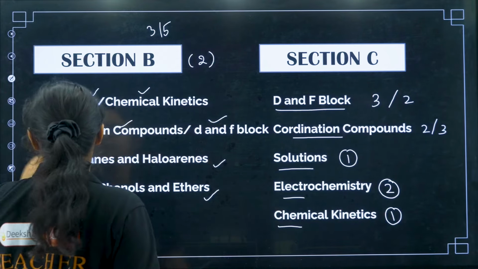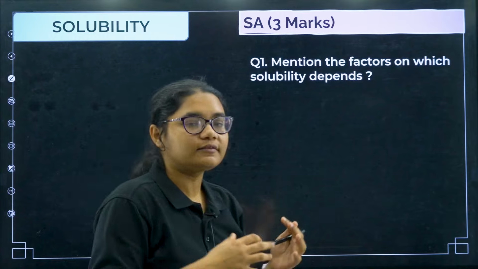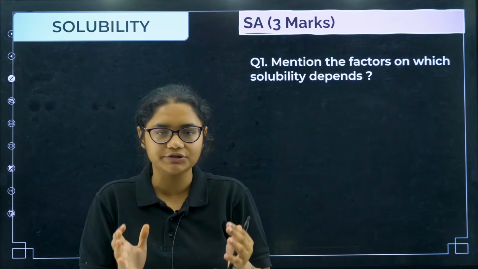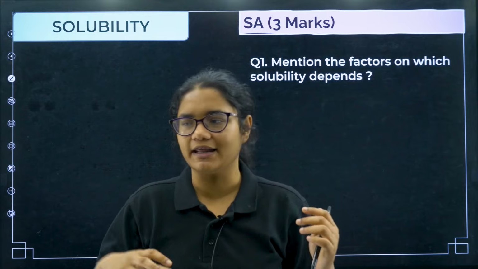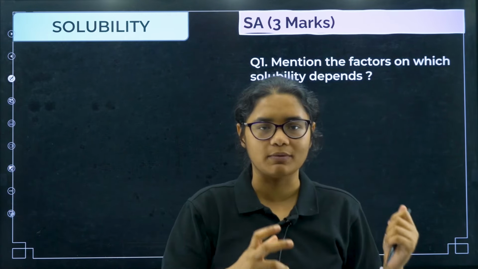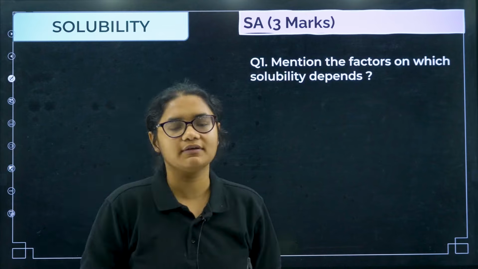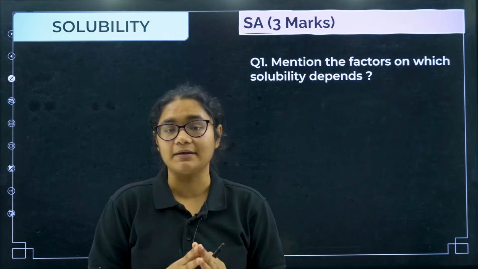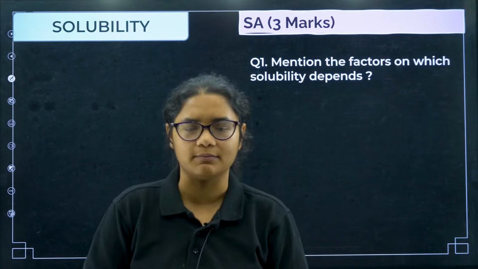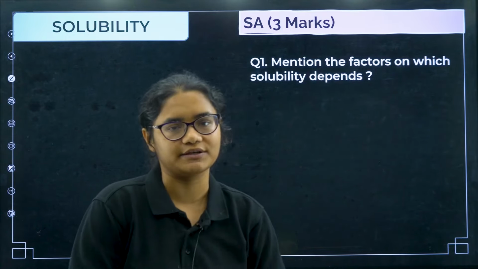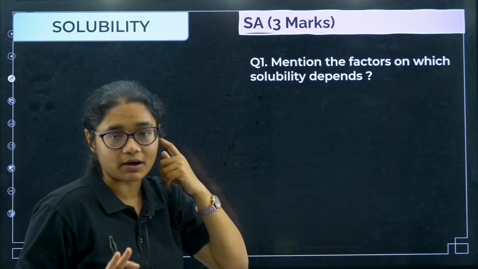Now we will move to the solutions chapter, where I'll be giving you 3 marker questions. In the solutions chapter, the 2 marker and 3 marker questions can be asked in any way. A 3 marker question can be asked in 2 marker form, and a 2 marker question can be asked in 3 marker form. So I'm giving you all the possible questions that can be asked, so whether it comes as 2 marker or 3 marker, you can easily attempt the question. I have written 3 marks here, but it is applicable for 2 marks as well.